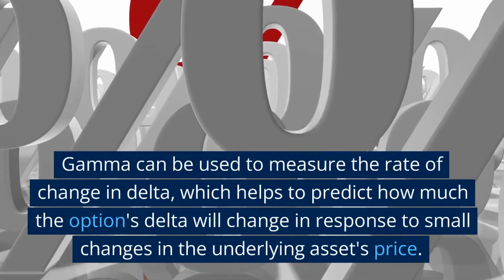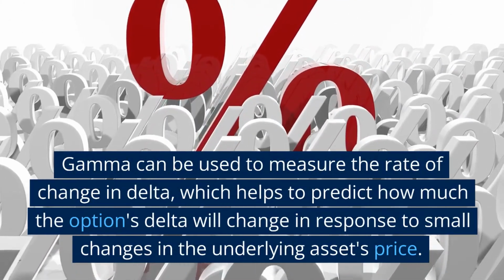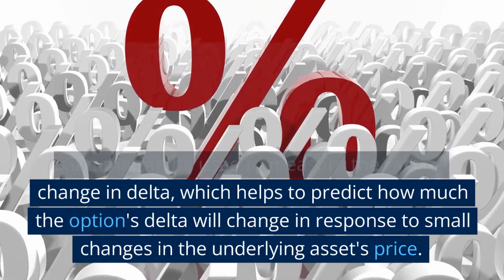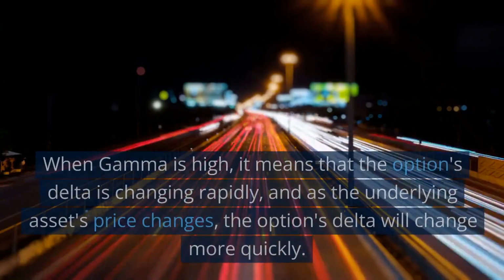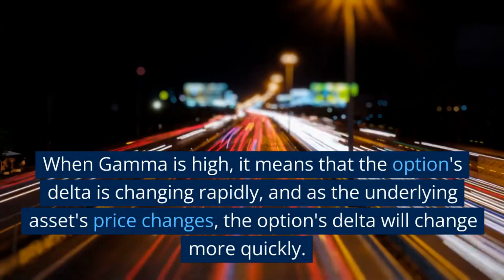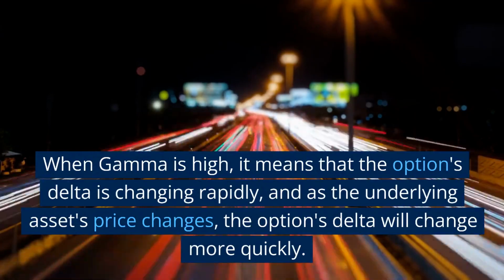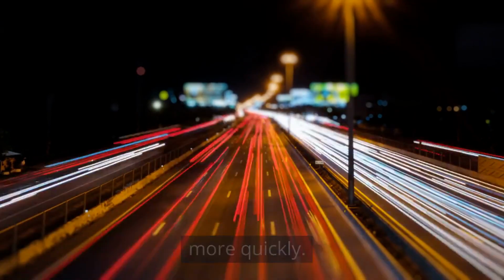Gamma can be used to measure the rate of change in delta, which helps to predict how much the option's delta will change in response to small changes in the underlying asset's price. When gamma is high, it means that the option's delta is changing rapidly, and as the underlying asset's price changes, the option's delta will change more quickly.